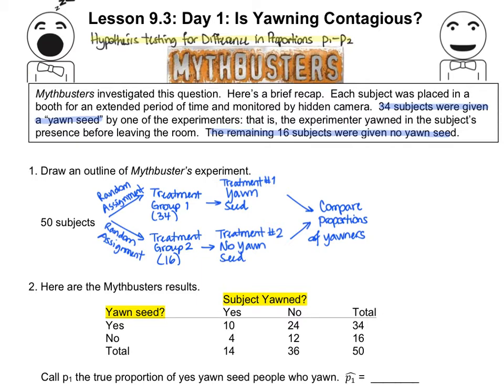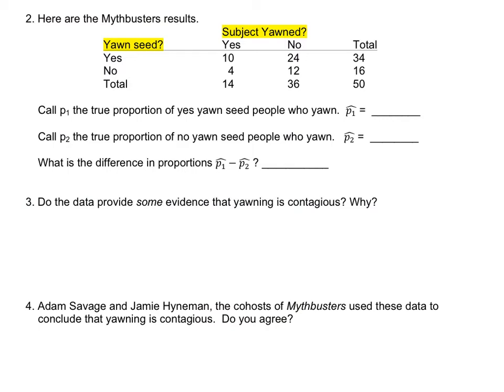Let's take a look at what the results were when they tabulated the data. Out of the 34 people who got a yawn seed, 10 of them yawned. Out of the 16 people who didn't, 4 of them yawned. Those are the numbers that we're going to use to come up with our sample proportions.